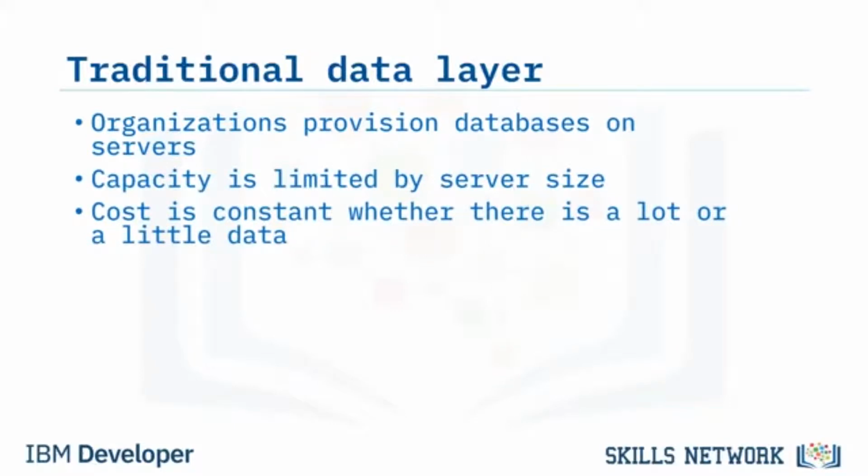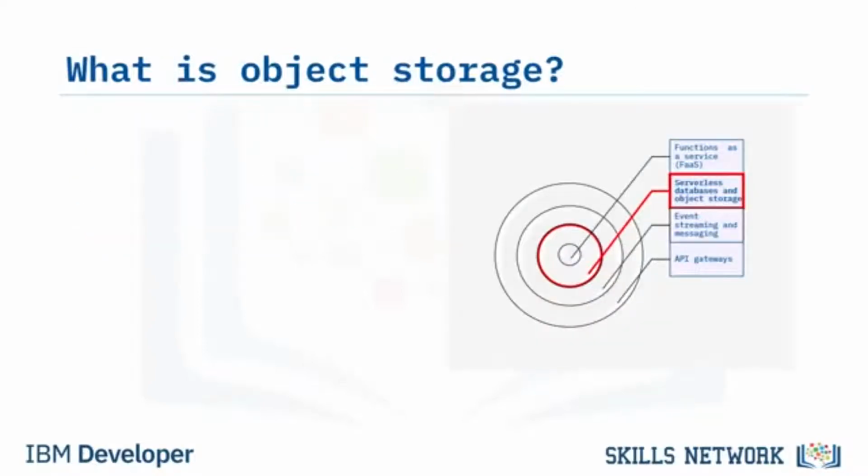The organization must pay for that server whether the server is full of data or contains only a small amount of data. Limiting capacity and disregarding usage is clearly incompatible with a serverless model in which storage capacity is not limited and you pay only for exactly what you use. The next part of the serverless stack is object storage.